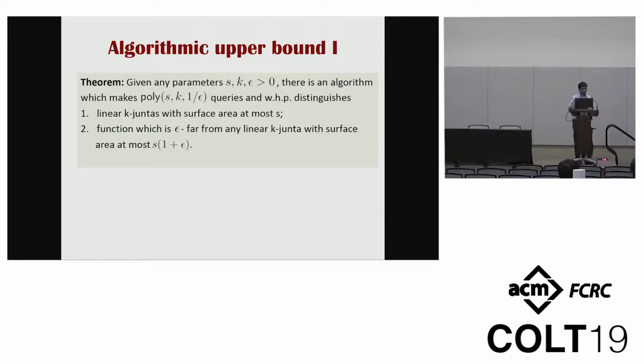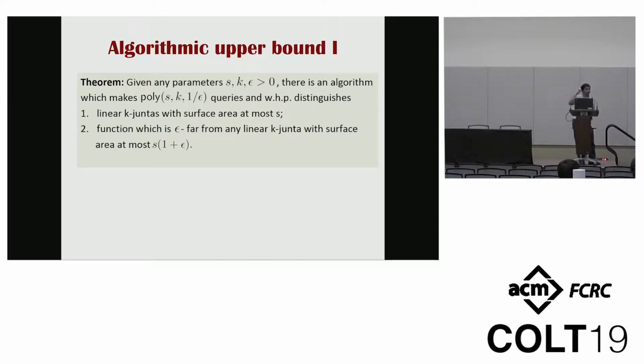The algorithmic upper bound is this: there's an algorithm which takes three parameters: the junta arity parameter k, so you want to distinguish k-junta or not k-junta, an upper bound on the surface area S, and a target error parameter epsilon. It makes polynomial in S, k, and 1 over epsilon queries, and with high probability distinguishes between the two cases, namely, the function is a linear junta with surface area at most S, and the function is epsilon far from any linear junta with surface area at most S times 1 plus epsilon.